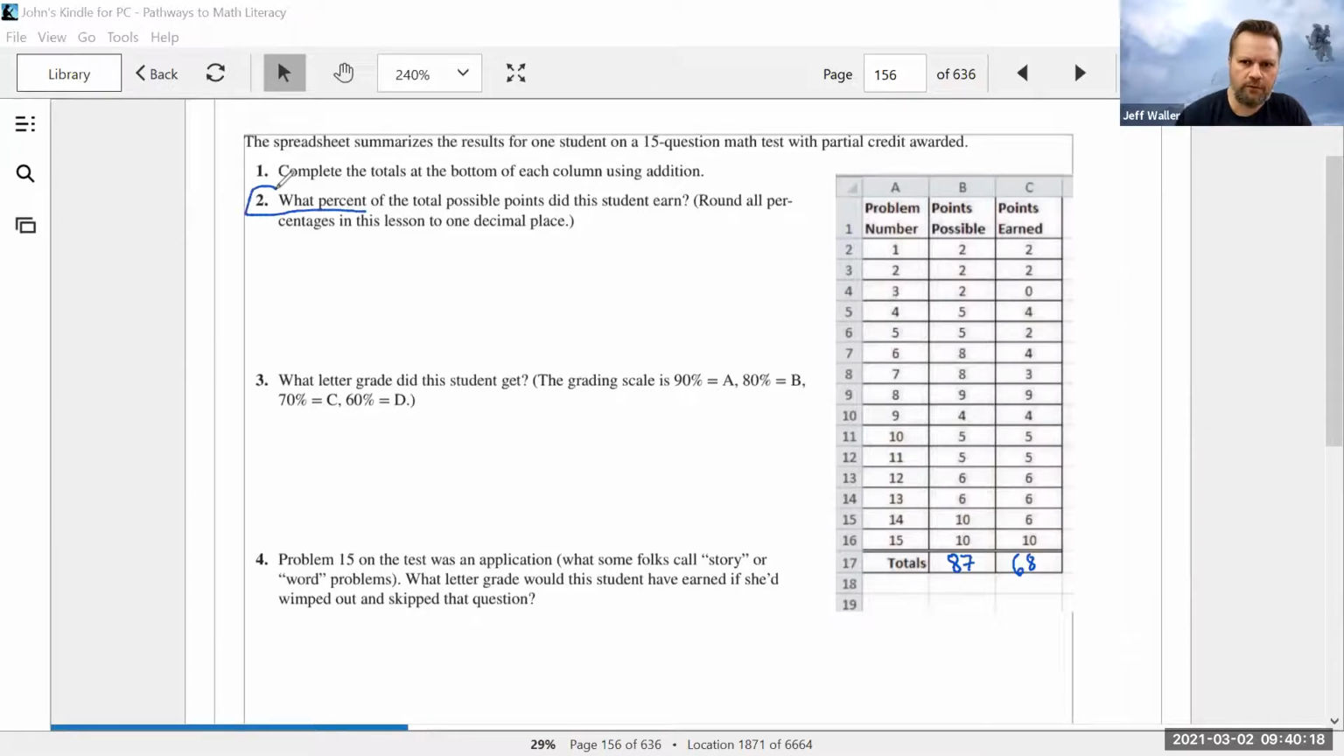Now, can somebody do this for me? What percent of the total points did the student earn? How many total possible points are there?